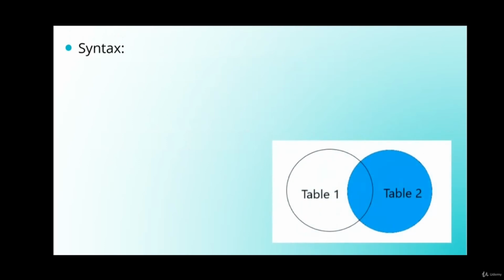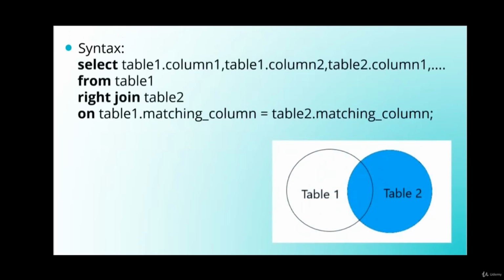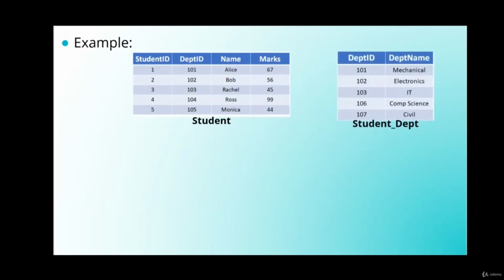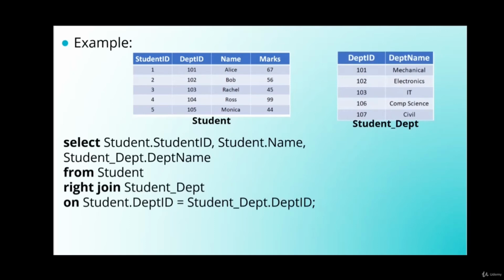This is the Venn diagram for right join, and the syntax for it is: select all the column names that you want from table 1 right join table 2 on table1.matching_column equals table2.matching_column. For example, if we want to find student right join student department, we'll write the query as: select student.student_id, student.name, student_department.department_name from student right join student_department on student.department_id equals student_department.department_id.